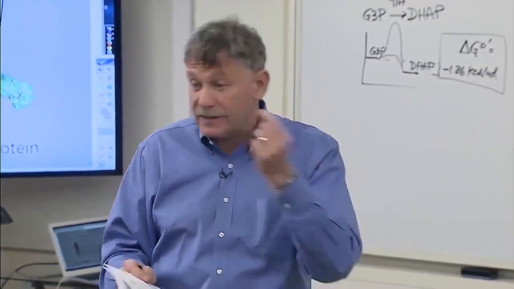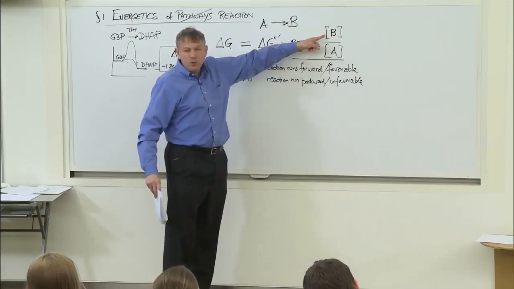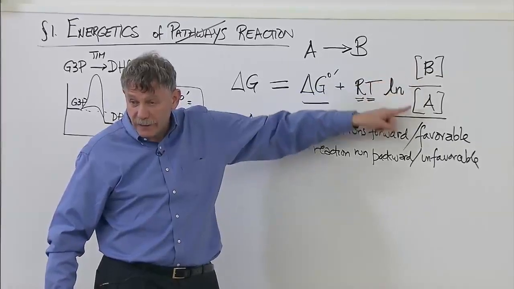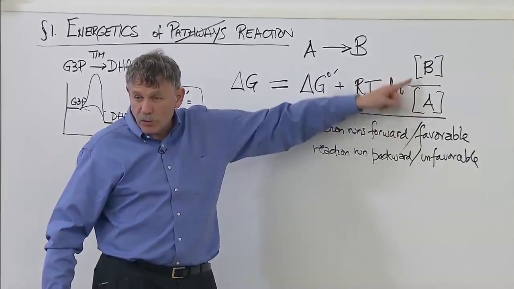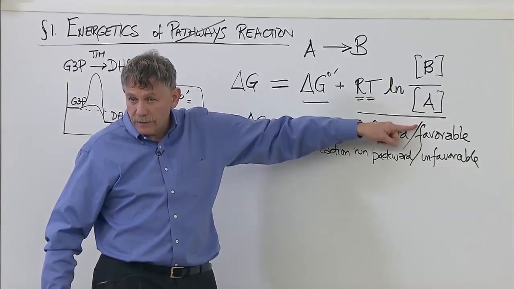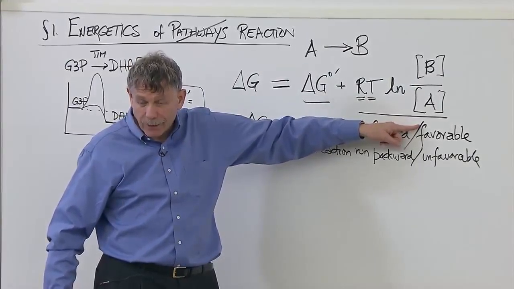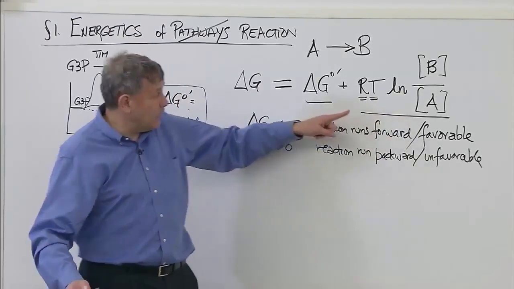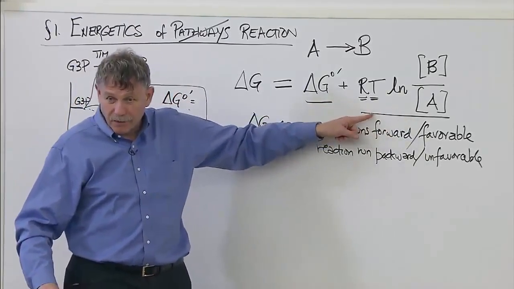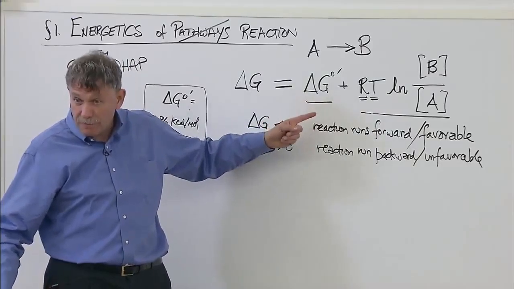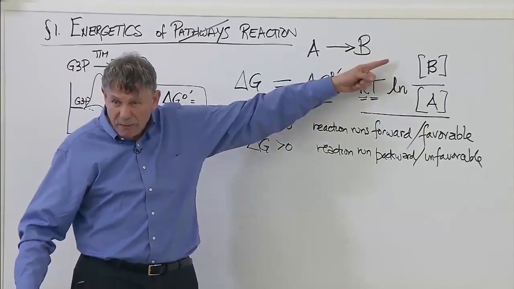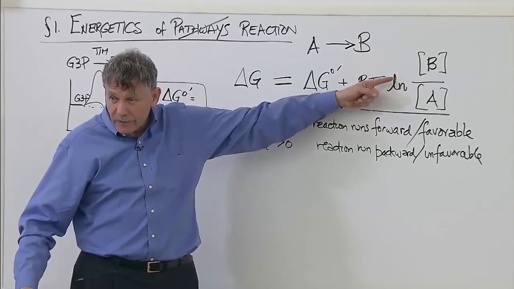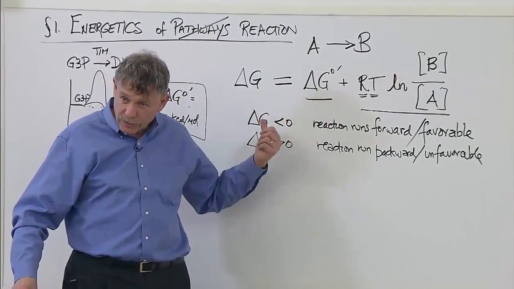But suppose I have just a huge amount of B and very little A. What will this ratio be? A big number. And what's the log of a big number? A big number. And when I add this big number to a negative number, it could be positive. So if there's enough B around, then this will be positive, and the reaction will go the other way.